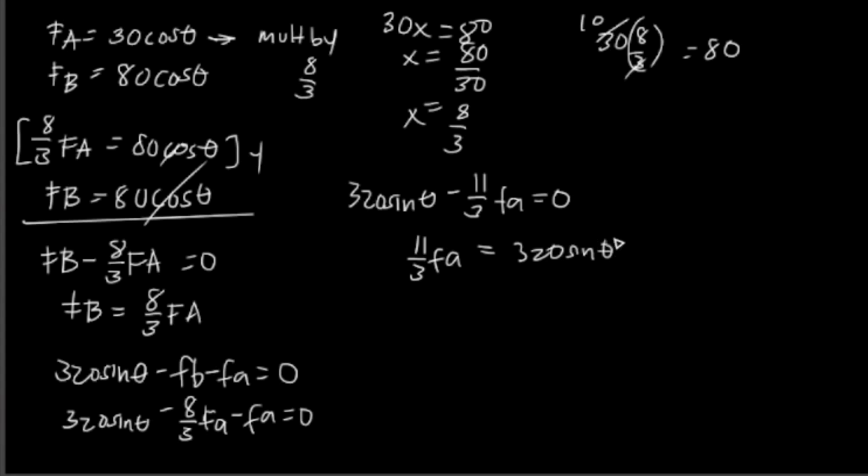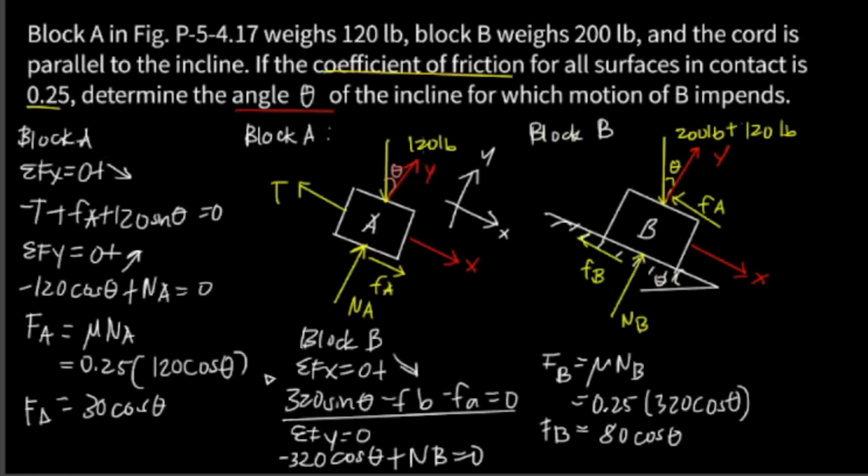So, gawin na natin siya. Multiply natin sa reciprocal ng 11 over 3, that will be 3 over 11. So, cancel na siya dito. Ito yung value ng FA natin. Ngayon, pwede natin siyang i-substitute sa FA is equal to 30 cosine theta. Kasi kapag sinubstitute natin to dito, pwede na nating makuha yung theta natin.